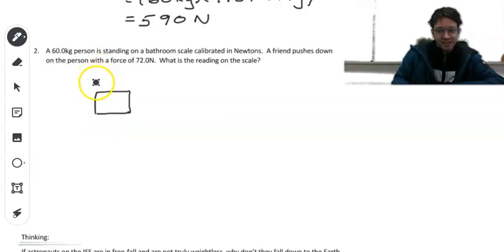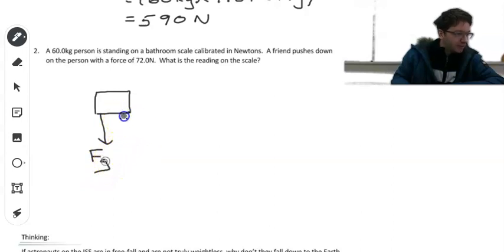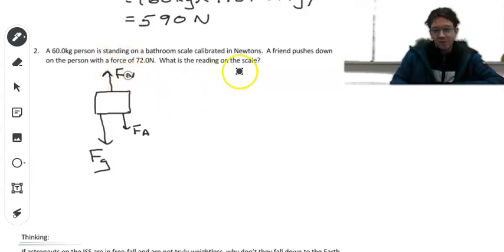acting on that person. So we have the force of gravity. We have an applied force, thanks to the friend pushing down. And then since you're standing on the scale, we have that opposite perpendicular contact force that we call the normal force. And the normal force is what's going to be the reading on the scale. So that is actually what we're trying to solve.